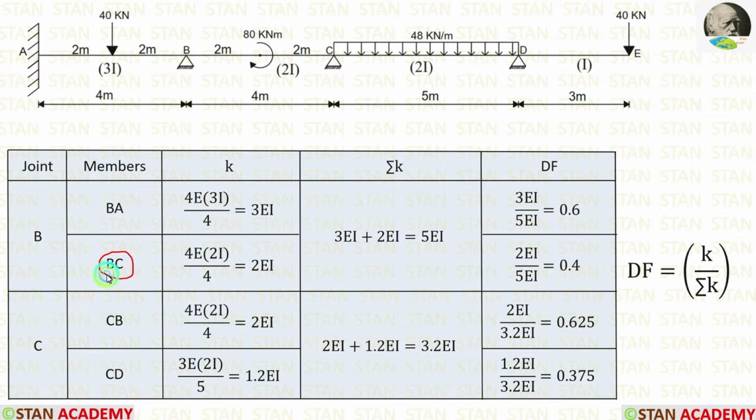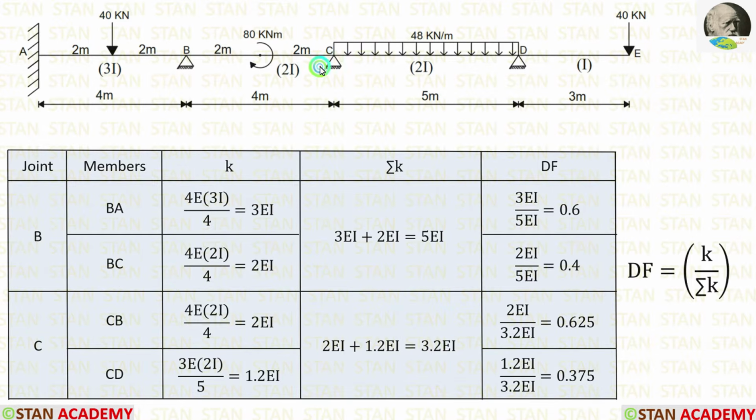Now, let us calculate for BC. For that, from the joint B, we have to look at the point C. The point C is continuous because after the point C, we have a span CD. If the far end is continuous, the formula is 4EI by L. The length of BC is equal to 4 meter. The moment of inertia is equal to 2I. Finally, we are getting the stiffness for BC is equal to 2EI.